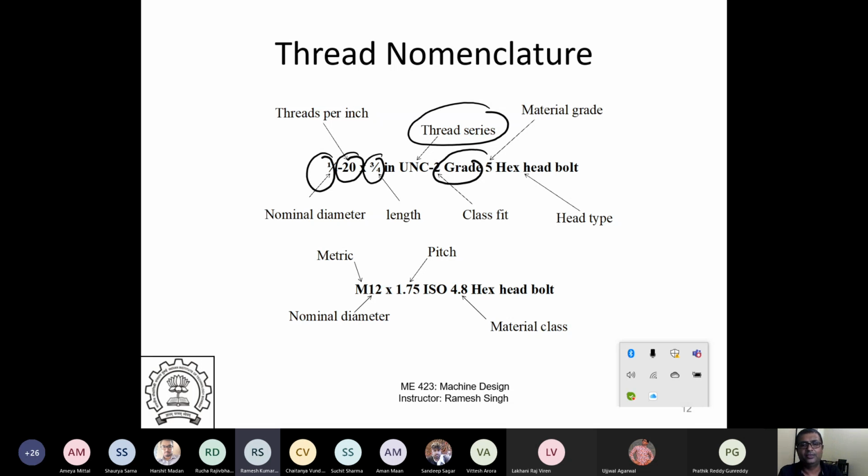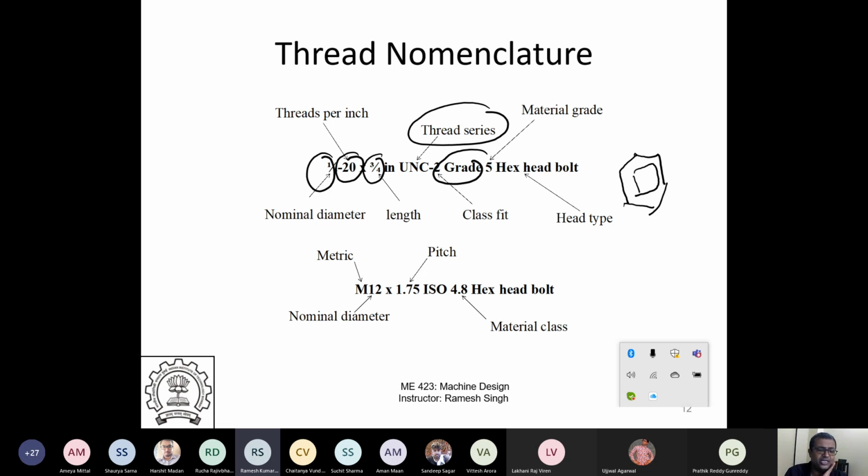Hex head means it will have this. It can have a hex head, and hex heads will usually have Allen heads, so you could actually go ahead and use an Allen key there. Okay.